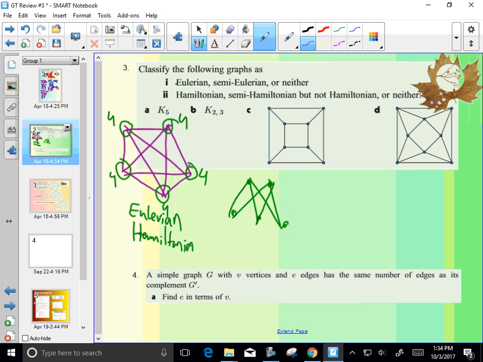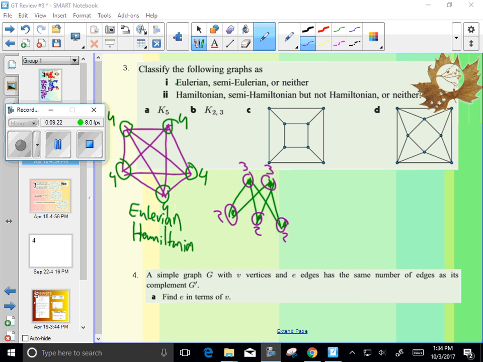Okay, and this has 3, 3, 2, 2, and 2. So what's that going to be? Semi-Eulerian and semi-Hamiltonian because of the 2 odds.